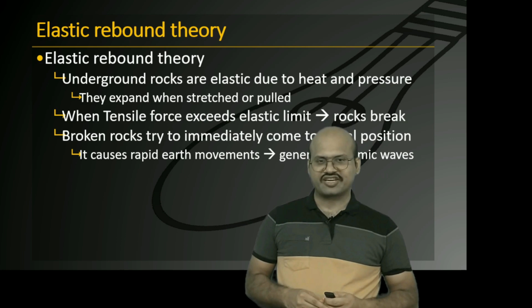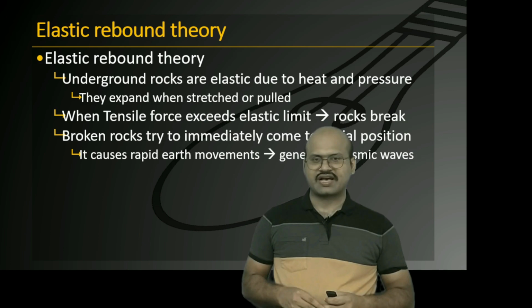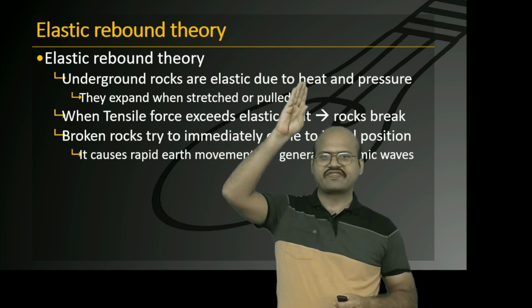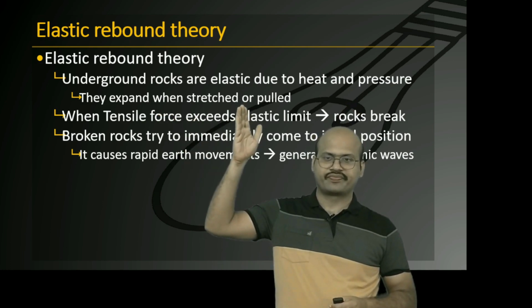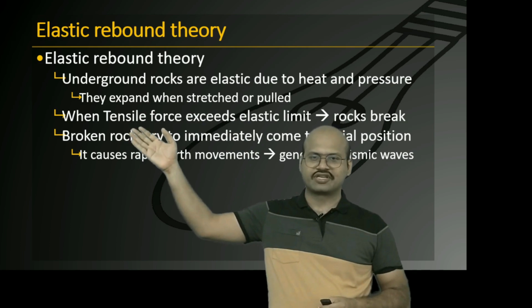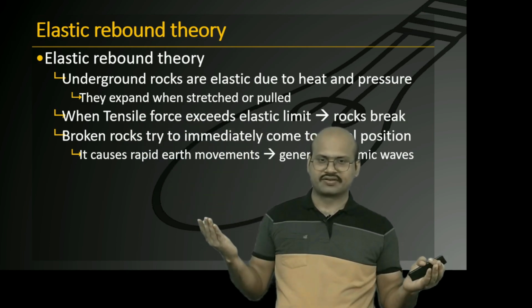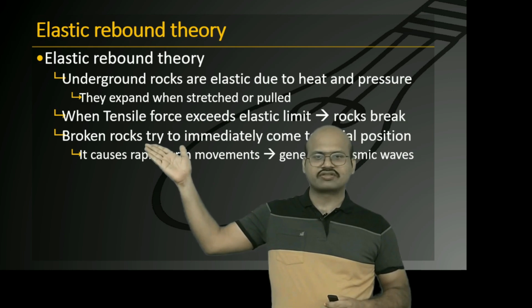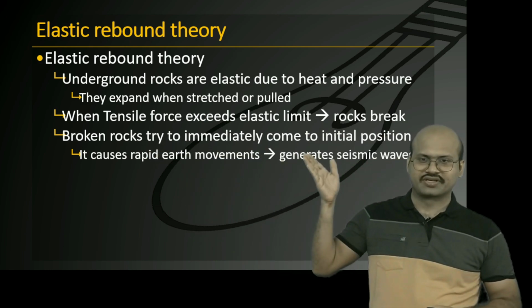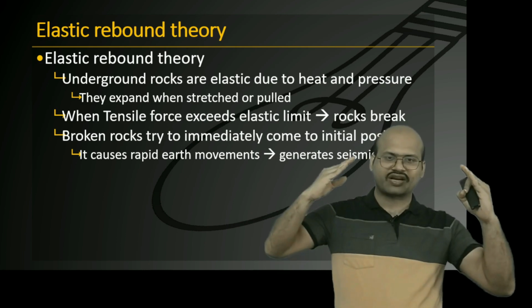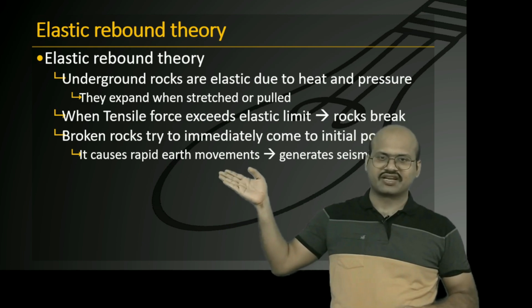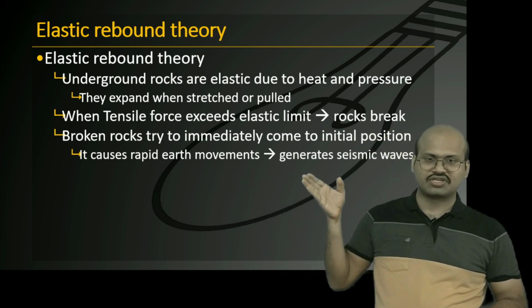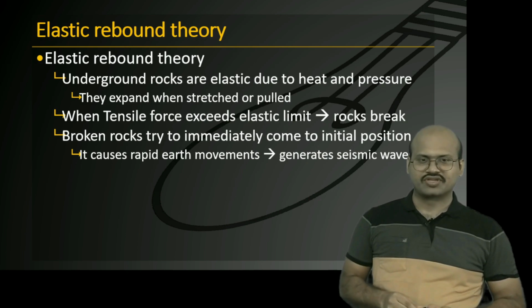Now let's see elastic rebound theory. Elastic rebound theory says that the rocks within our earth crust are elastic because they are under heavy heat and pressure, and therefore they can be stretched or pulled. But when the tensile forces exceed a limit, these rocks will break. They will snap. Broken rocks try to immediately come to their initial position. That is, when a rock breaks, it will try to come back to its initial position. This causes rapid earth movements and it generates seismic waves. So this is what is elastic rebound theory.